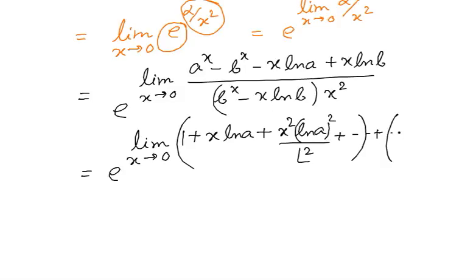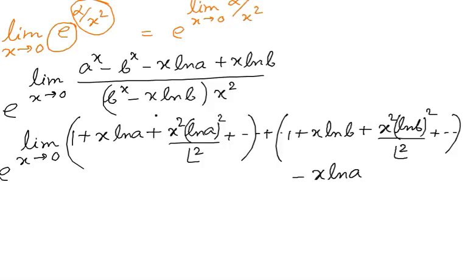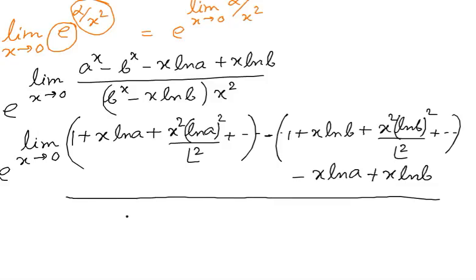And b to the power x, similarly, is going to be 1 plus x ln b plus x square ln b square by factorial 2 plus the higher powers. Minus x ln a. This particular sign in between should be minus, right? Sorry for that. Minus x ln a plus x ln b. This is the numerator, and the whole thing is getting divided by b to the power x.